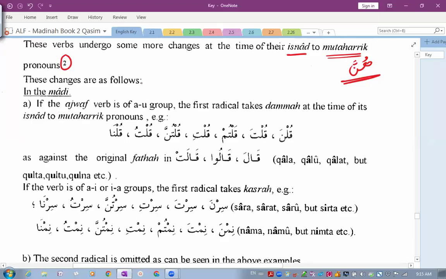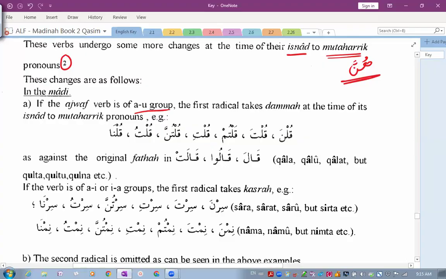These changes are as follows. In the Madi, if the verb is of the AU group, meaning Nasara Yansuru, the Nasara group, the first radical takes a Dhamma at the time of its isnad to mutaharrik pronouns. So kulna, kulta, kultuma, kult. That's the change.